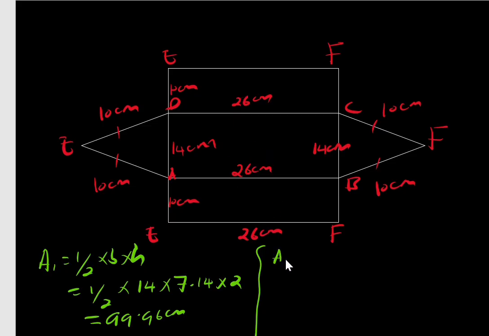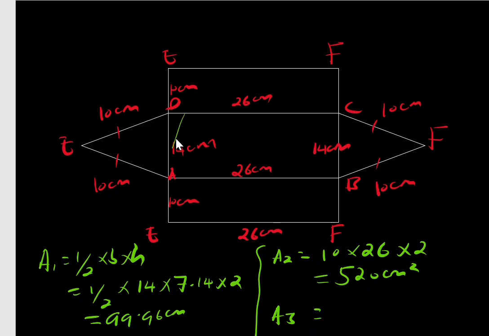I can call it area 2. This rectangle will be length times width. So it will be 10 times 26. The width is 10, the length is 26, and we have 2 which are equal. You can see this side is 10 by 26, and also here we have 10 by 26. We're going to multiply by 2 because they are equal. So it will be 260 times 2. Area 2 is 520 centimeters squared.